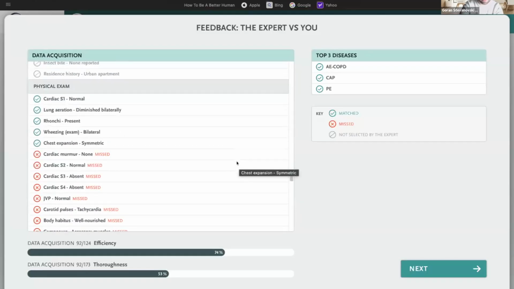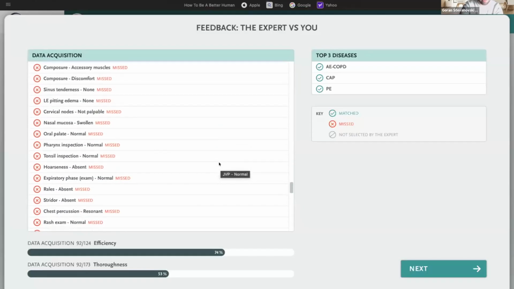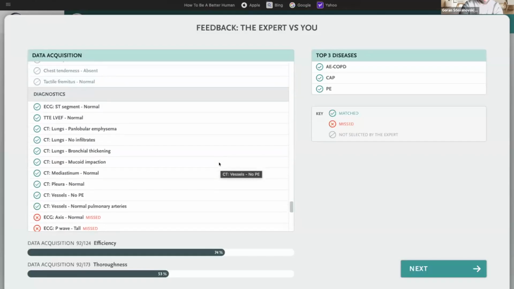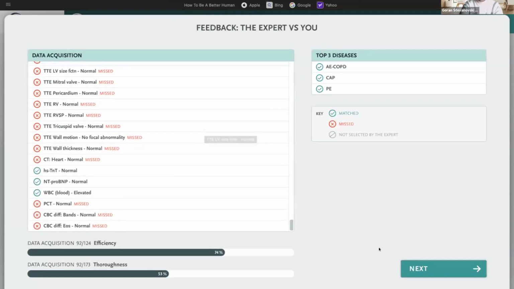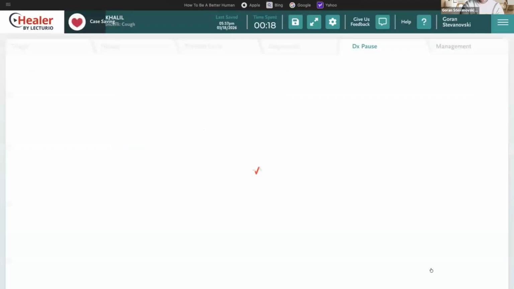It goes for the physical exam. See, I just missed so many here. Within the diagnostics, see the ECG T wave being normal, I completely missed that. But again, if you're efficient and if you're more seasoned and you know if that's important at the moment, you will note it.